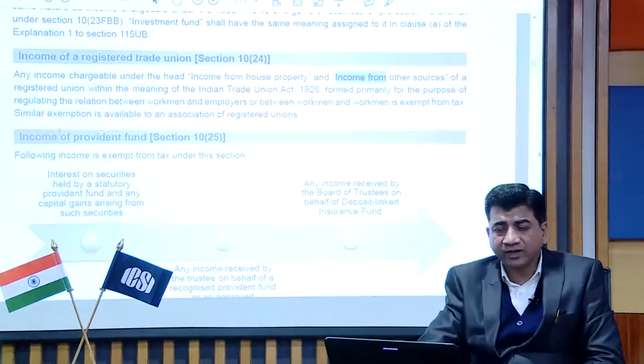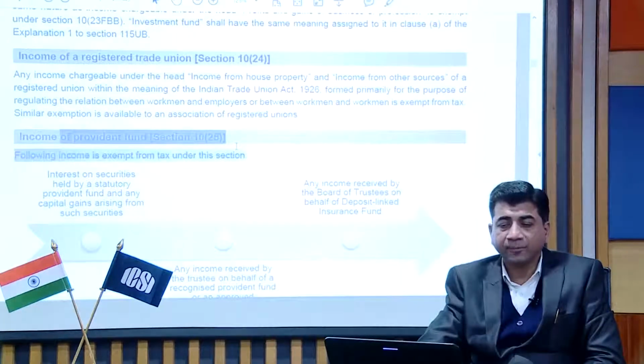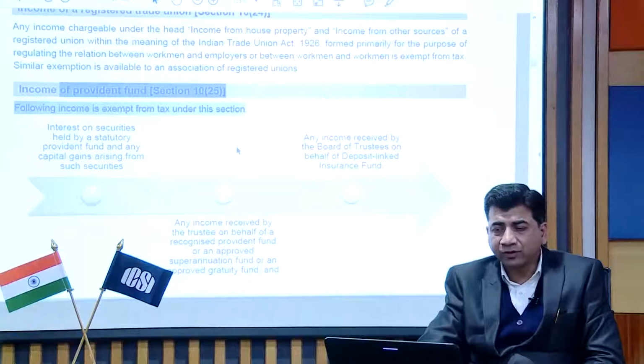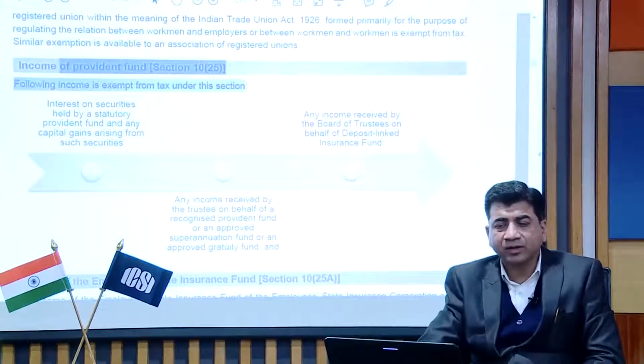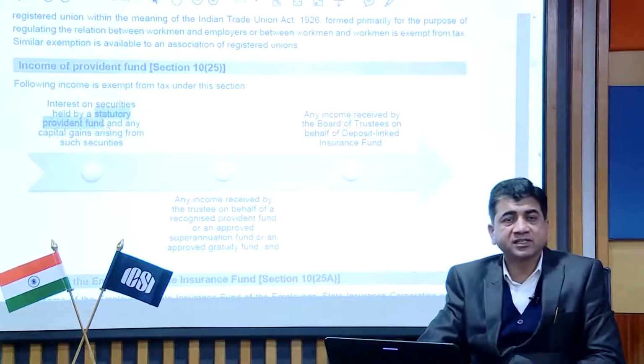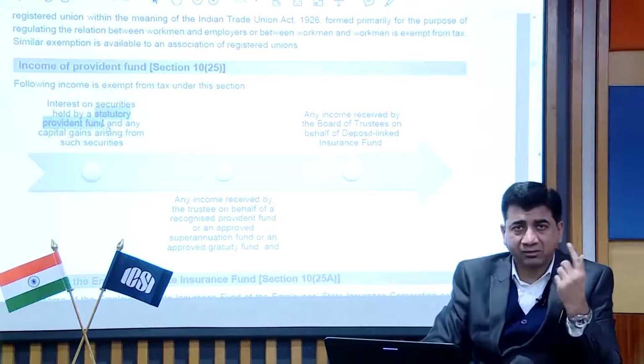Now this is Provident Fund, 10(25). If you remember, provident fund income on the point is SPF, statutory provident fund. This is a provident fund maintained by the government.